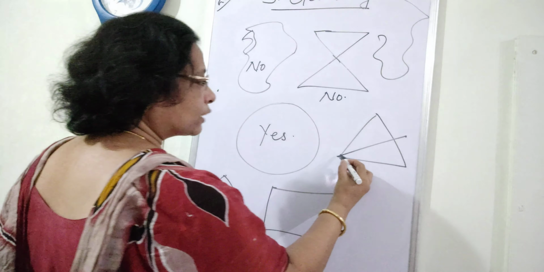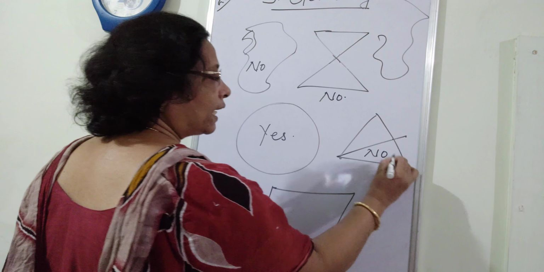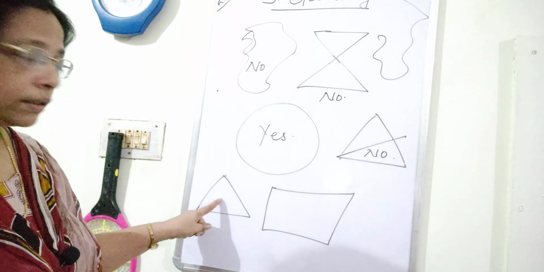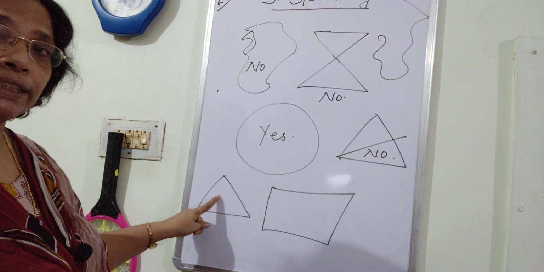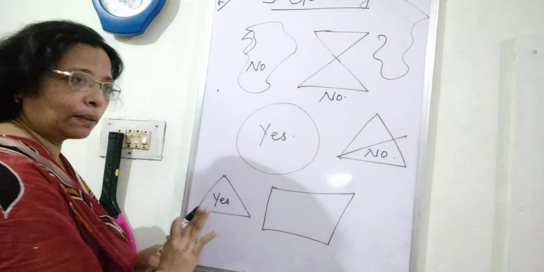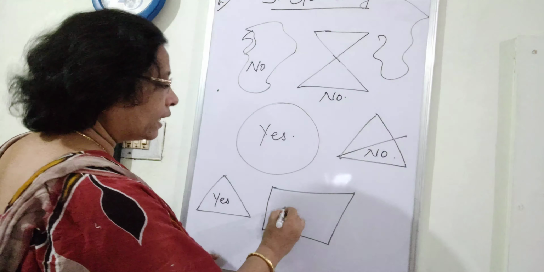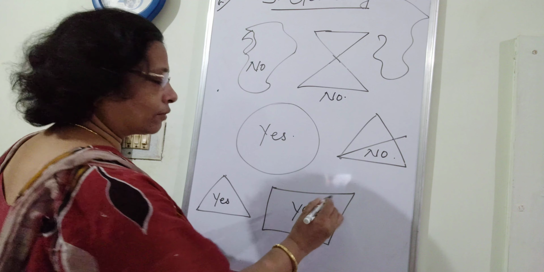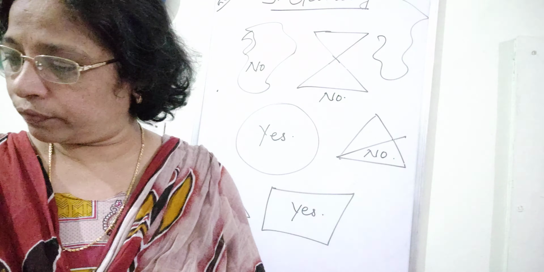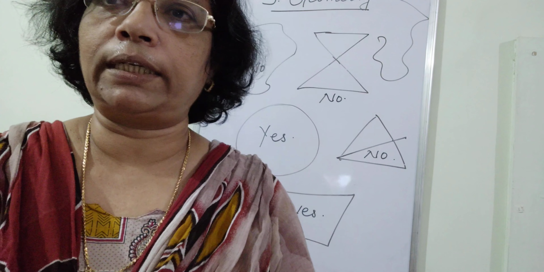And this one, see, this is also cutting in this way, intersecting. So it is also not a simple closed curve. And this figure, see, it is a closed curve, and it is simple. It is not intersecting, so it is a simple closed curve. And this quadrilateral is also a simple closed curve. I hope that all of you understood this. So the first part of that exercise, you have to do in your book itself. All of you got it?